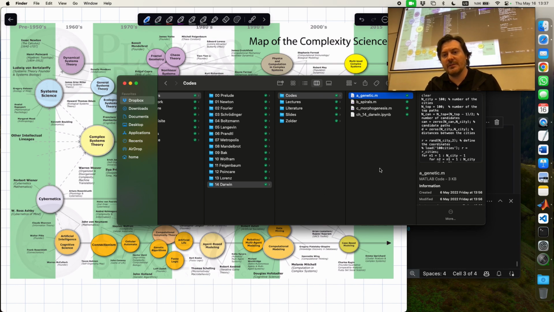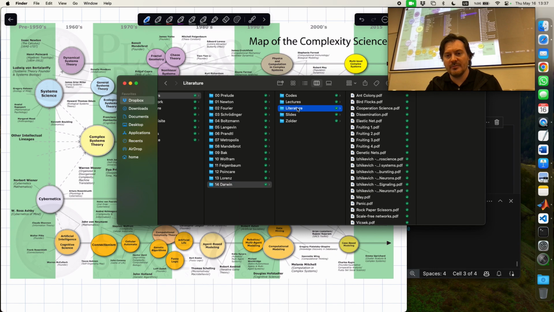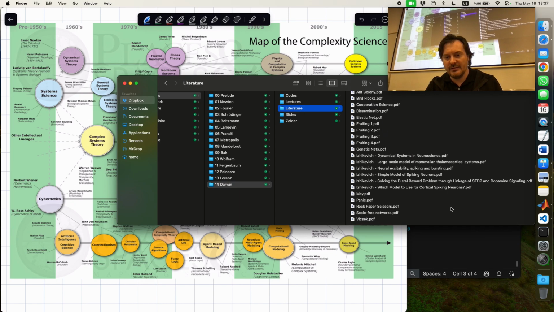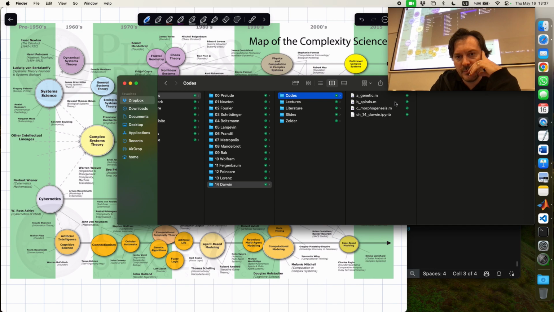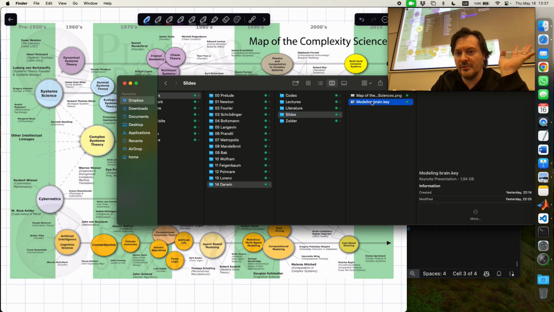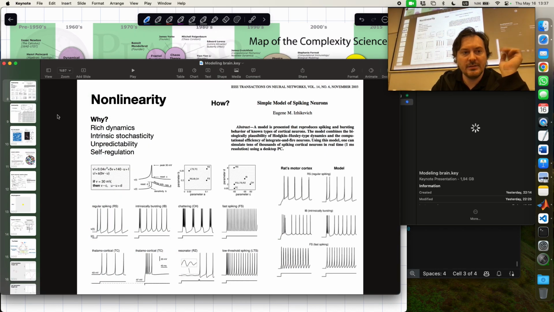So let me just go randomly. Like there's some literature here. I can talk about that. Codes, spirals. Let me talk about spirals. So I already mentioned reaction diffusion to you briefly, right? Let me mention it again.